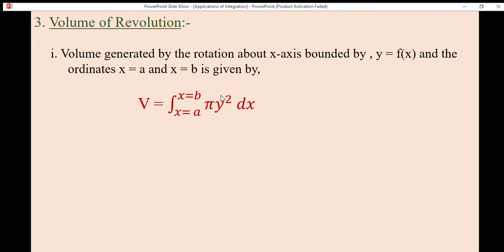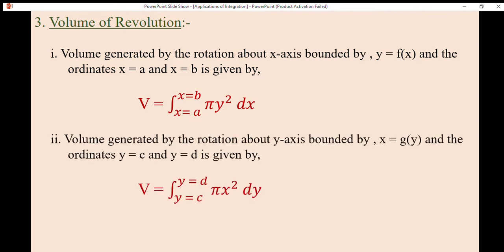The curve is already given in the form of y equal to f(x). Y is a function of x, where the ordinates are from a to b. If the ordinates are not given, we can easily calculate them. The other possibility is if the question is to find volume generated by the rotation about y-axis, then in that case your function should be in the form of x equal to g(y), means x is a function of y there, and the ordinates are for y. Suppose that the ordinates are from c to d. They may be positive, may be negative.